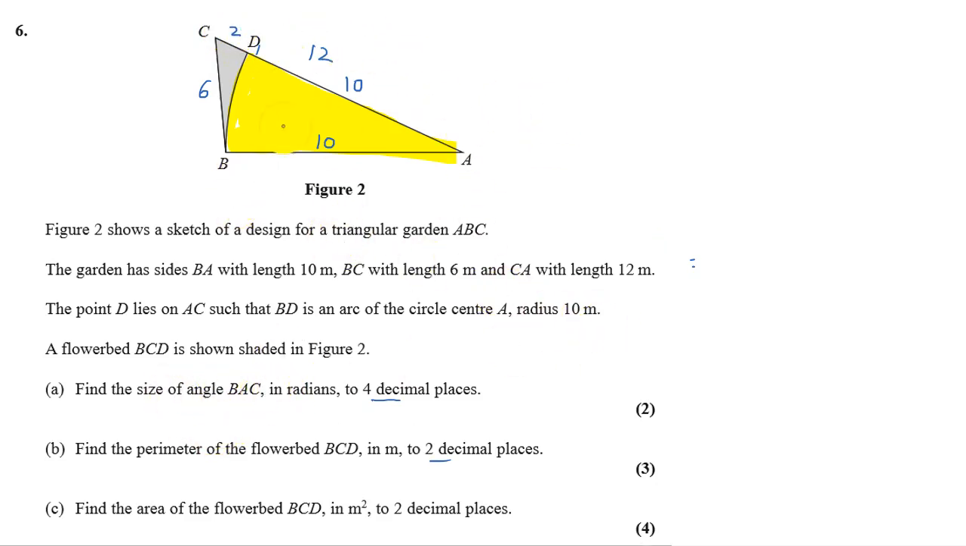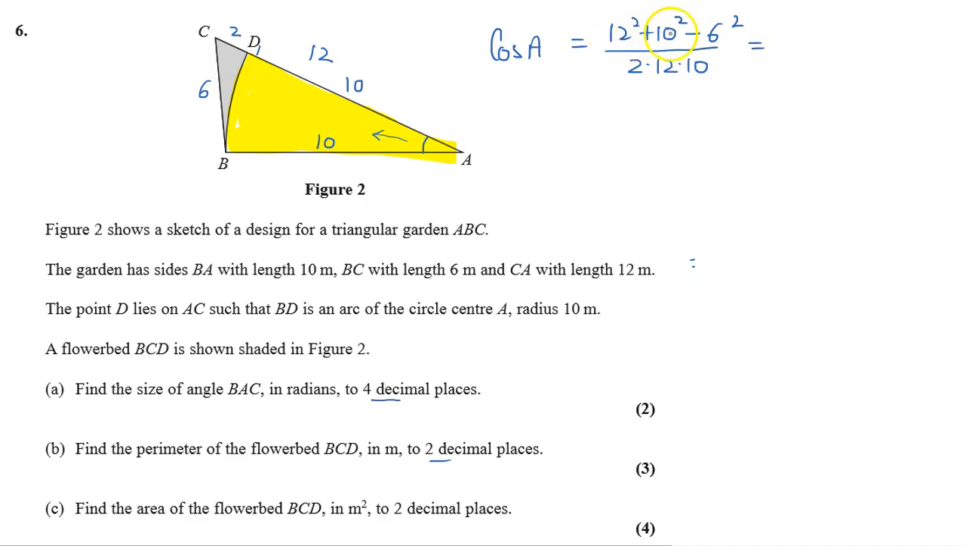Find the size of BAC. We have to find this angle. So this side is 10, this side is 12, and this is 6. We can write cos A is equal to, the adjacent sides are 12 squared plus 10 squared, minus the opposite side 6 squared, over 2 multiplied by 12 multiplied by 10.